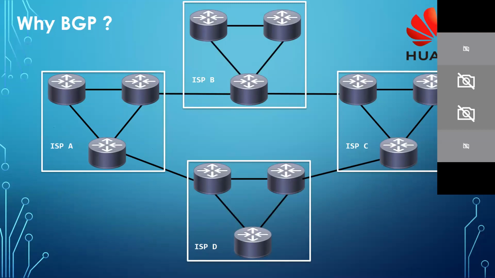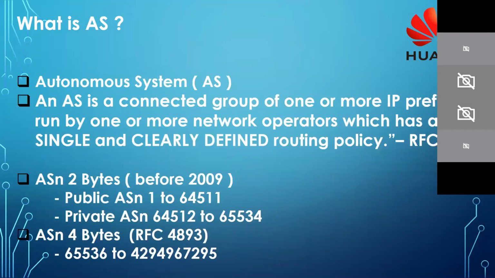So what is AS? AS is the autonomous system. Like we said, it's a set of routers and IP prefixes that are under the same technical administration, and they have a clearly defined routing policy. This is the definition by the RFC, RFC 1093.